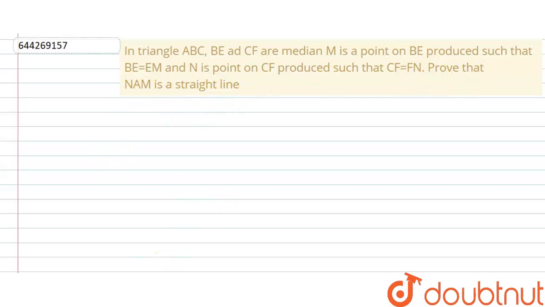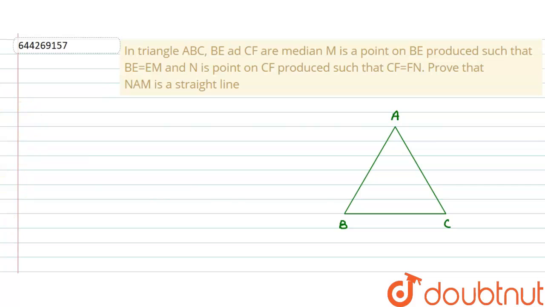So first we need to draw the triangle. I will draw the triangle here. Okay, this is the triangle. Now I will label it as well. So this is A, this is B, this is C. Now it says that BE and CF are medians. Medians means that they divide the angle. So BE will divide the angle B and will bisect the line AC. So that means the point will be somewhere here.